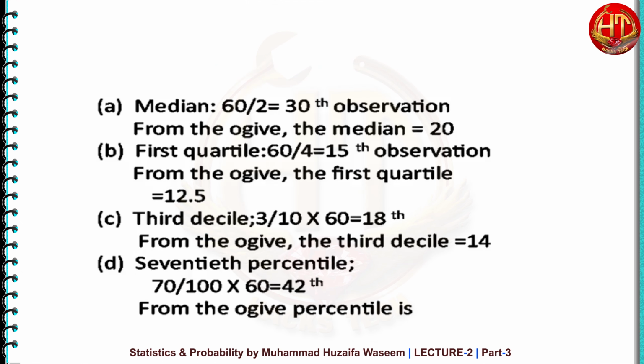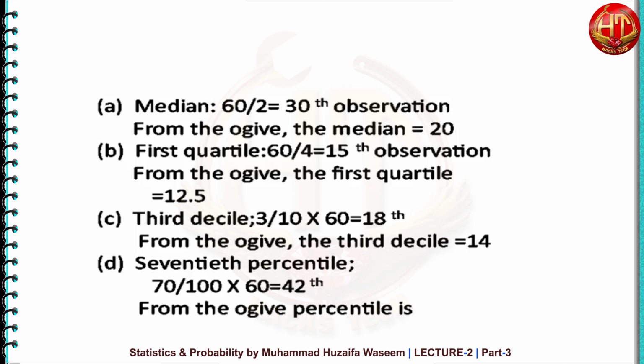Now suppose that you have been given different results for the median, first quartile, third quartile, third decile, and seventh decile, 70th percentile. Okay, and now you have to verify the result with the help of the CAH curve. So your median answer is 20 and the group highlighter is the 30th observation. For the first quartile, the group highlighter is 15th, and your answer is 12.5. The third decile group highlighter is 18th, and your answer for the third decile is 14th. The group highlighter for the 70th percentile is 42.